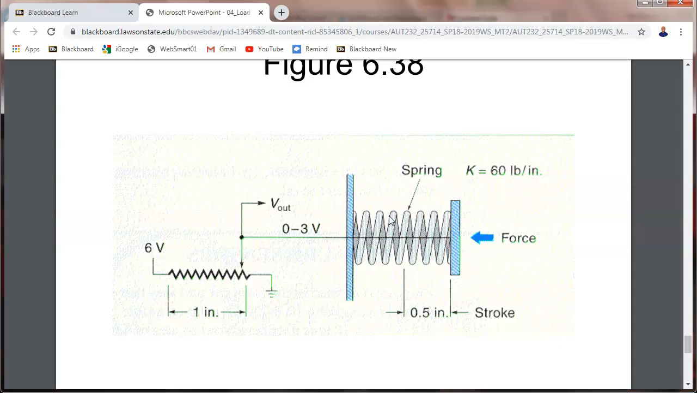Yeah, I don't know what it's talking about right here, because we're putting 6 volts on this side. Not unless it could only go half distance. 60 pounds per inch.